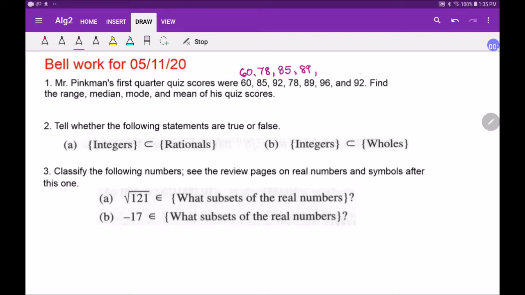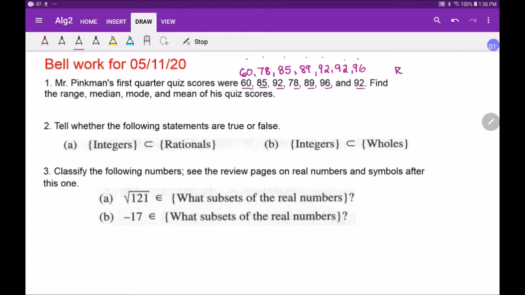Did I miss one yet? I don't think so. I have two 92s. 96. Okay, and then just to make sure, I count: 1, 2, 3, 4, 5, 6, 7. Because you never know, I might miss one. It's a common occurrence, and you hate to do all the work if you have one missing.